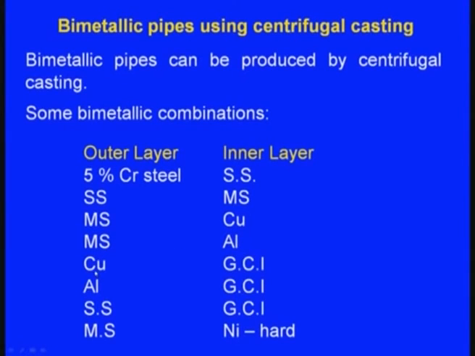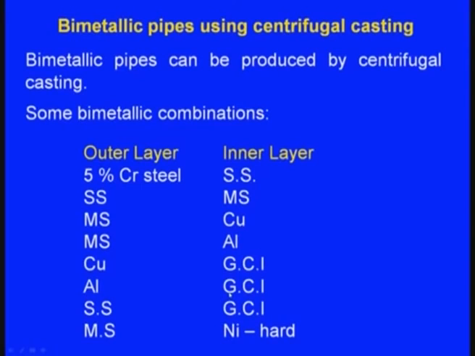For the outer layer it is copper and for the inner layer it is GCI, and for aluminum outer layer the inner layer is GCI. Outer layer is stainless steel and the inner layer is GCI. Outer layer is mild steel and the inner layer is nickel hard steel.